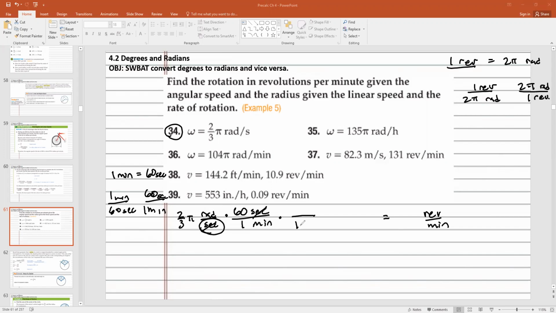So, sorry, 2 pi radians is the same as one revolution. All right. And then we just want to calculate that. So this is unit conversions. You'll do this a lot in chemistry. So we just multiply 2/3 pi times 60, and then you can do times 1 over 2 pi or just divided by 2 pi.